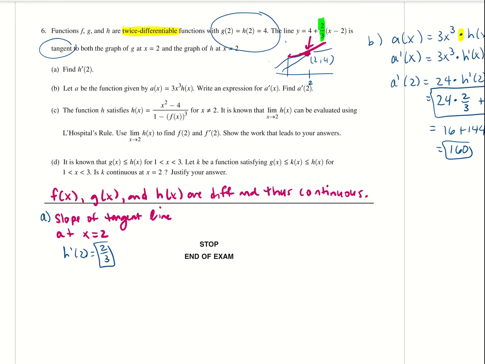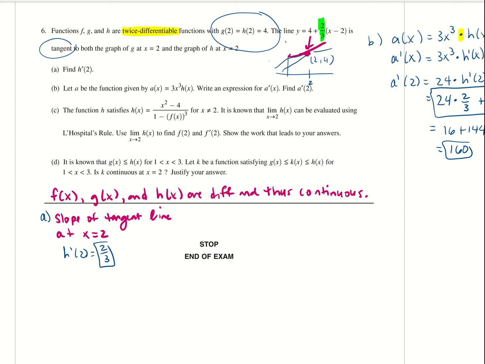All right, part C. The function h satisfies this equation. All right, so now we have this equation for h, but it's kind of interesting because it has f as part of its equation for everything except not at 2. So that's an interesting thing for them to say that.